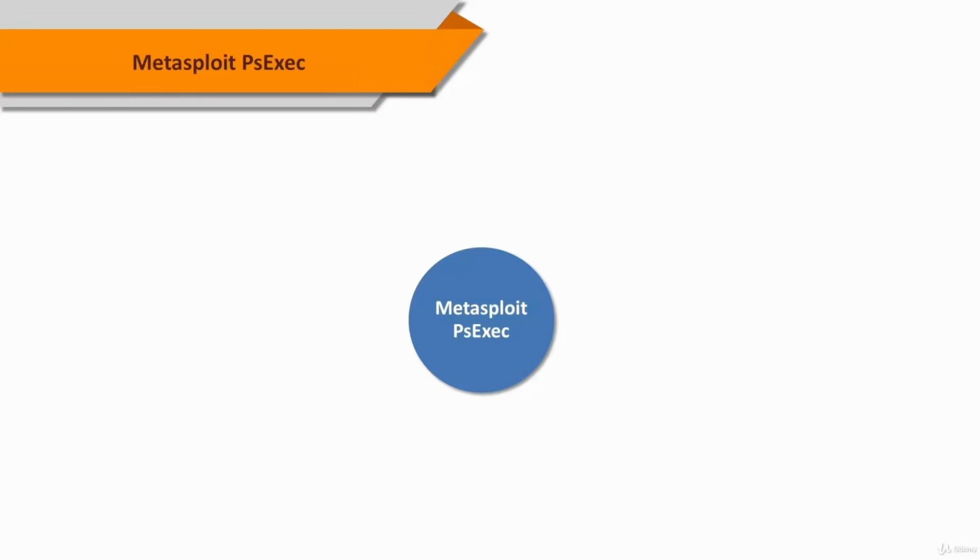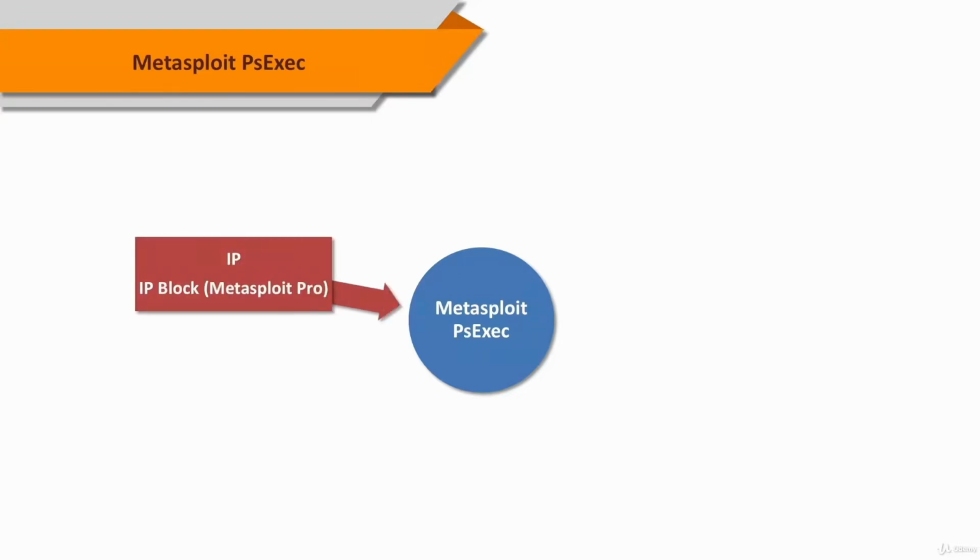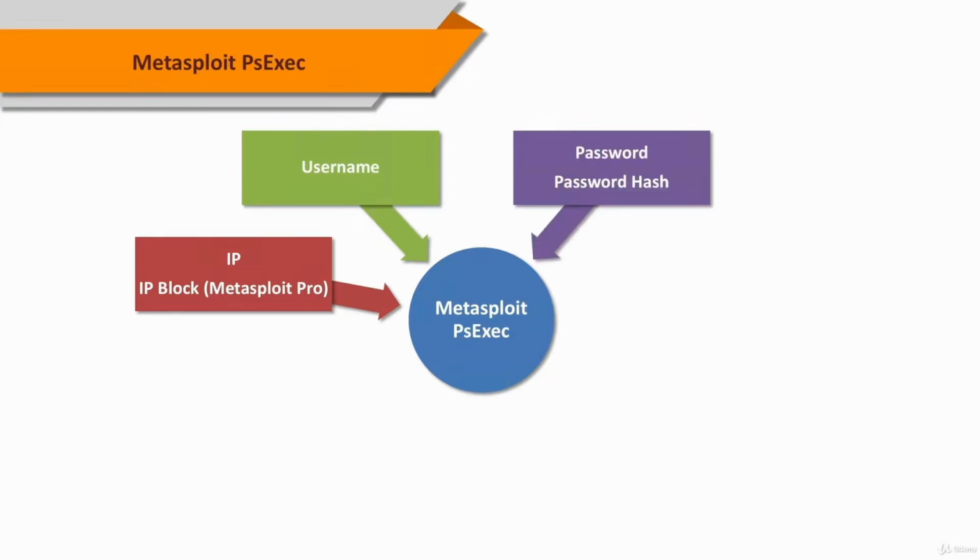Now, what do we need to use Metasploit PsExec? The following. Target IP. It's also possible to use more than one IP address or an IP address block in the Pro version. The username of a valid user on the target system. A password or the password hash of the user. A share on the target system.